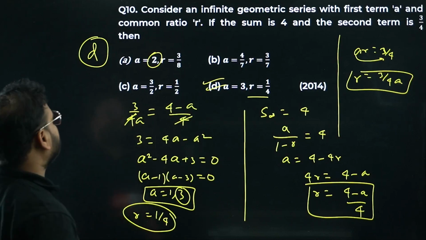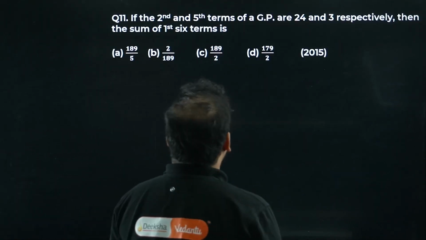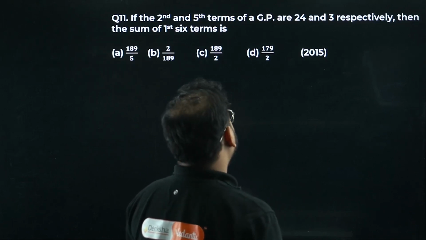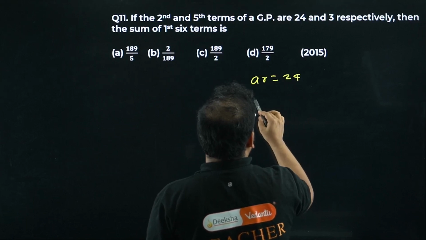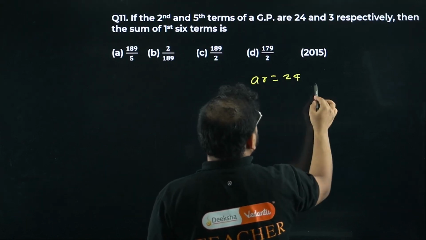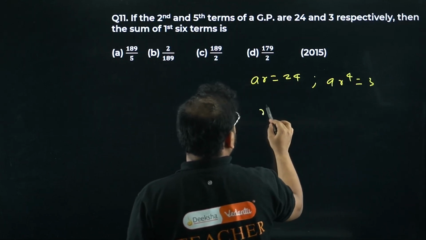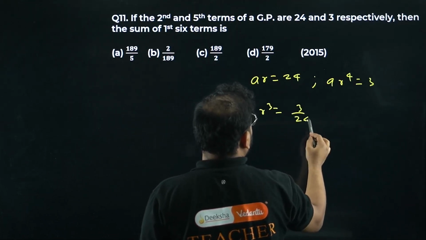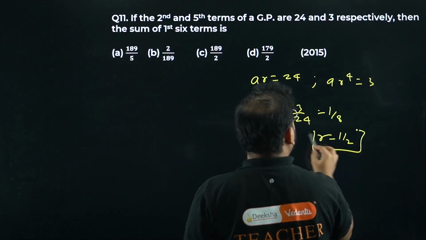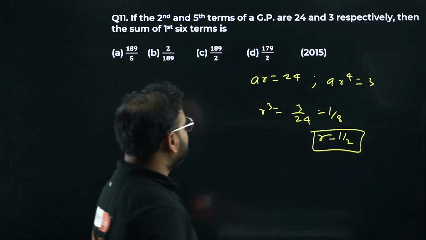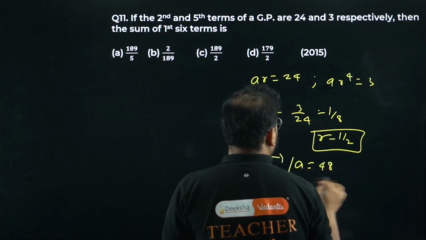This is done. Moving on to the next question, the 11th one. If the second and fifth terms of a GP are 24 and 3. Second means AR is 24, and fifth is AR power 4 as 3. Divide these two, you get R cube equals 3 by 24, right? So you get 1 by 8. So you get R value as 1 by 2, okay? So A will become 48. A is 48.